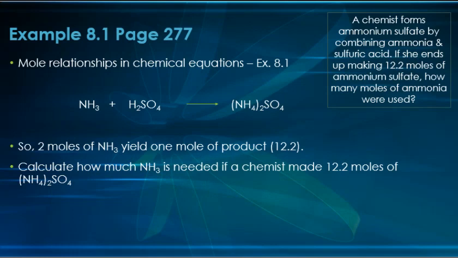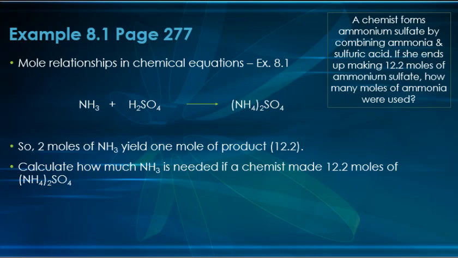All right, so here's our first example. You need to write this down in that box in your book right here. The problem is that a chemist forms ammonium sulfate by combining ammonia and sulfuric acid, H2SO4. If she ends up making 12.2 moles of ammonium sulfate, how many moles of ammonia were used?